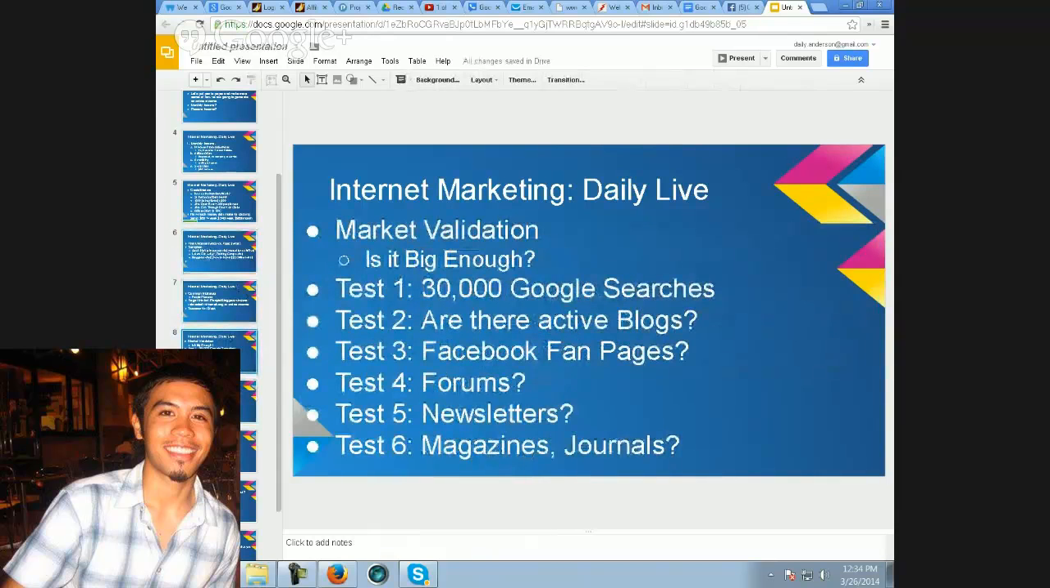Okay, so a market. How do you evaluate it? What are different tests that you can run or do in order to know that a market is big enough? Okay, what am I looking for? The following is my criteria when it comes to the markets that I'm evaluating.